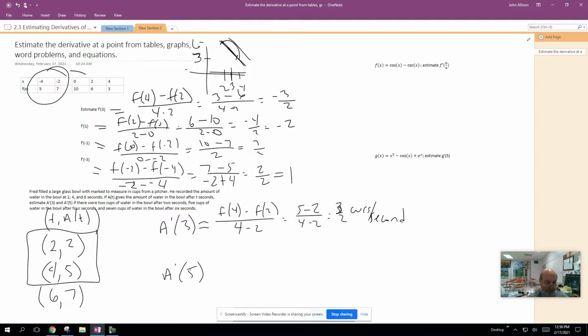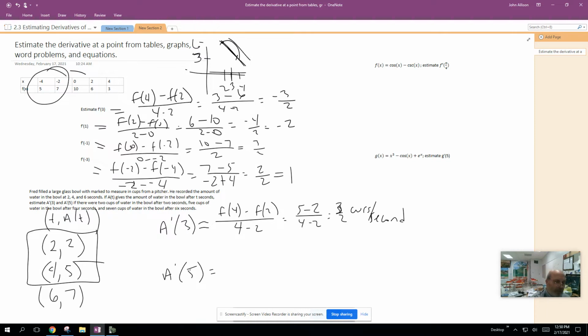A lot of times they're going to demand on the scoring rubrics that you have the correct units. So the units for A prime are always going to be the units for A divided by the units of your independent variable. So the units of your dependent variable divided by the units of your independent variable.